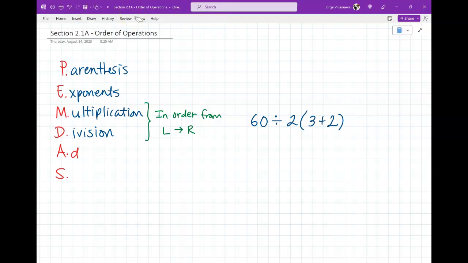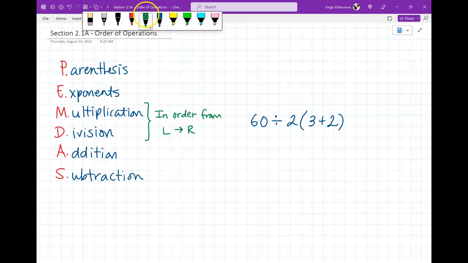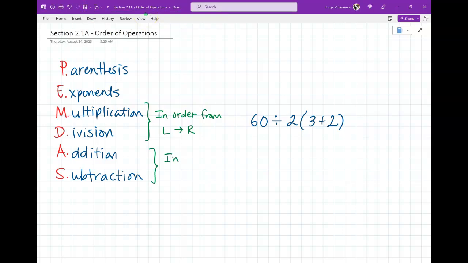So we have addition and subtraction. This is going to be the same thing in order from left to right.